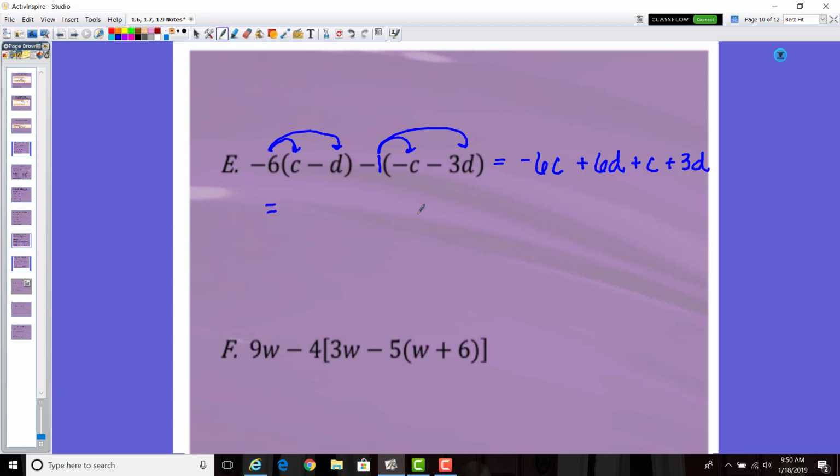Then we've got to combine our like terms. So my C's I'm going to put first, so I have negative 6C and positive 1C. Remember, when there's no coefficient, you think of it as a 1. So I've got 6 negatives, 1 positive. That will leave me with 5 negative C's left over. And then I've got 6D plus 3D. That gives me 9D terms.